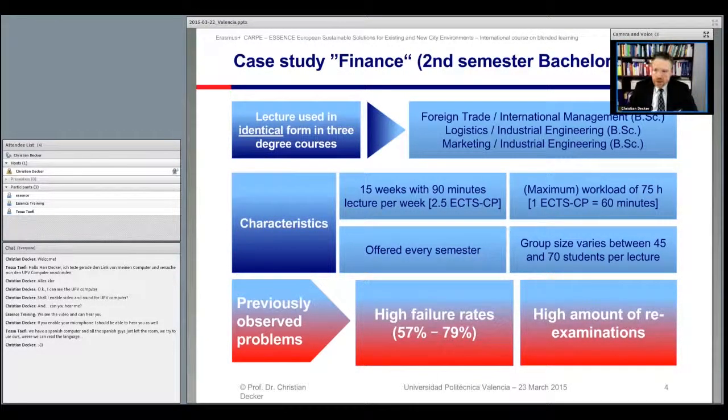What is not mentioned on this slide is that although failure rates were constantly high from semester to semester, at the same point in time, I had to reduce the amount of content that I was lecturing to the students. So on the one hand, less content, but on the other hand, higher failure rates. And this led to a situation where I was quite disappointed, and apparently students were disappointed as well.